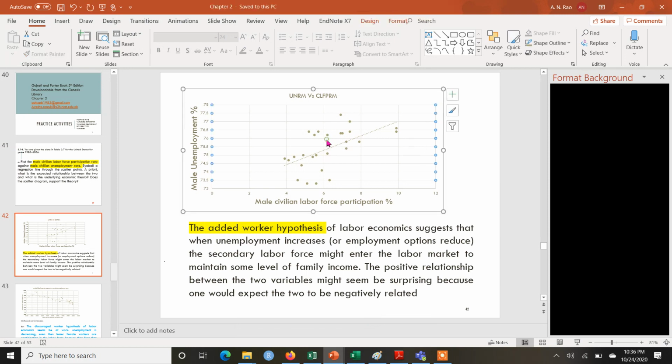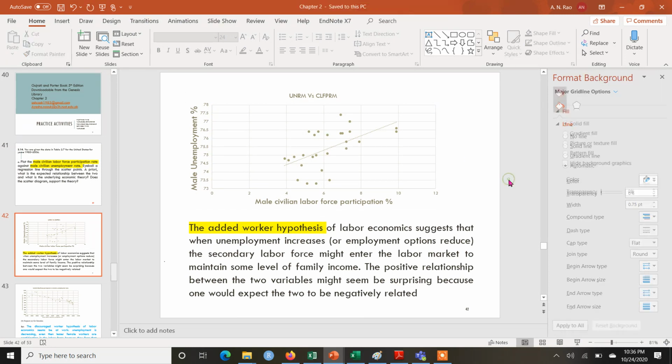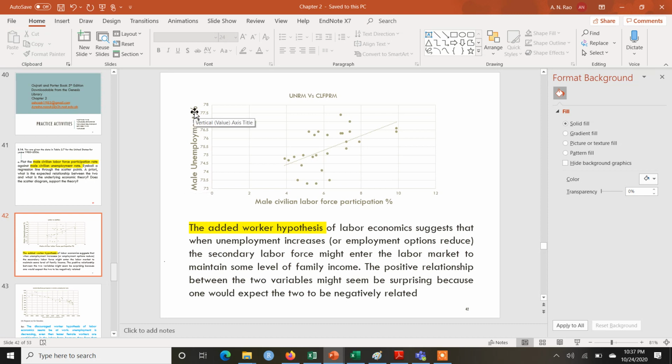So coming back to the question, you had to plot, and exactly that's what I have done. I have copied that plot here. Now the question was, first of all, comment on this regression line. So the regression line says that there is an increasing relationship between the civilian labor force participation rate and the male unemployment rate.